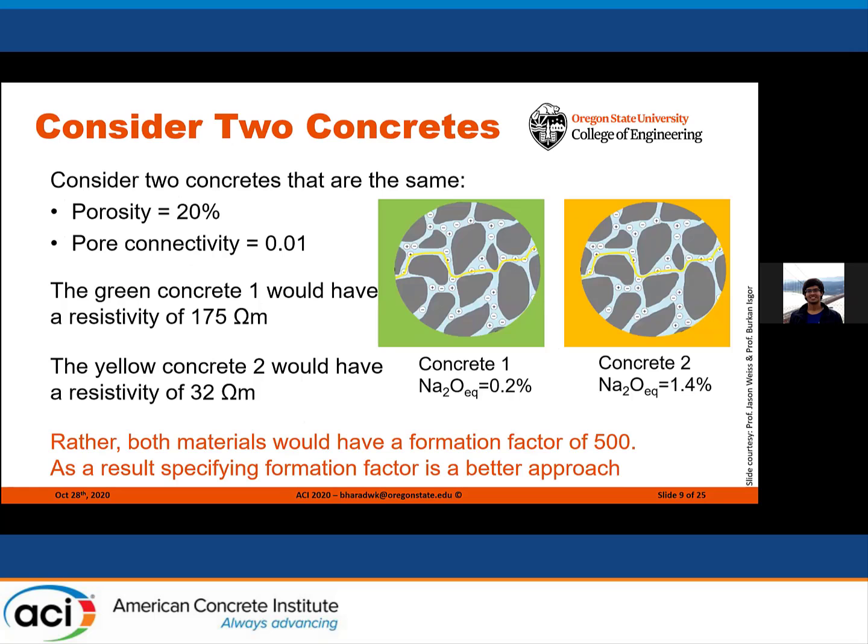Now let's repeat this exercise with the formation factor. When we calculated the resistivity of the green concrete, we found it to be 175 ohm meter. And when we calculated the resistivity of the yellow concrete, it was 32. The resistivities were different. But if we calculate the formation factor, we find that the formation factor is exactly the same at 500. Therefore, since formation factor depends only on the microstructure, and since the pore solution resistivity does not affect it, it should not be a surprise. Hence, specifying the formation factor is a better approach than specifying resistivity.